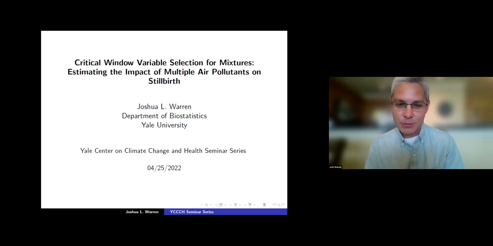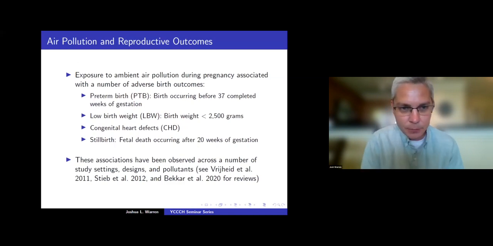My goal in all of this work is to develop user-friendly methods that are useful for people outside of statistics and biostatistics, so the epi community at large usually. Feel free to reach out afterwards and I can share more information. Today we're going to be talking about critical window variable selection for mixtures, and particularly air pollution and stillbirth. So we'll go ahead and jump into it.